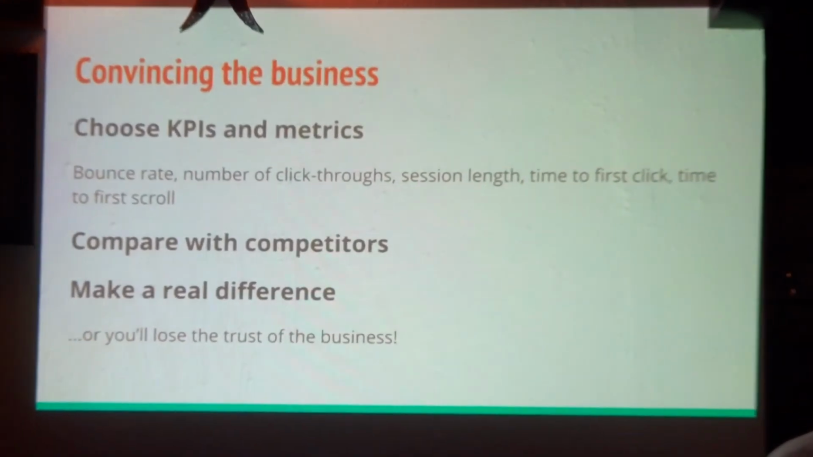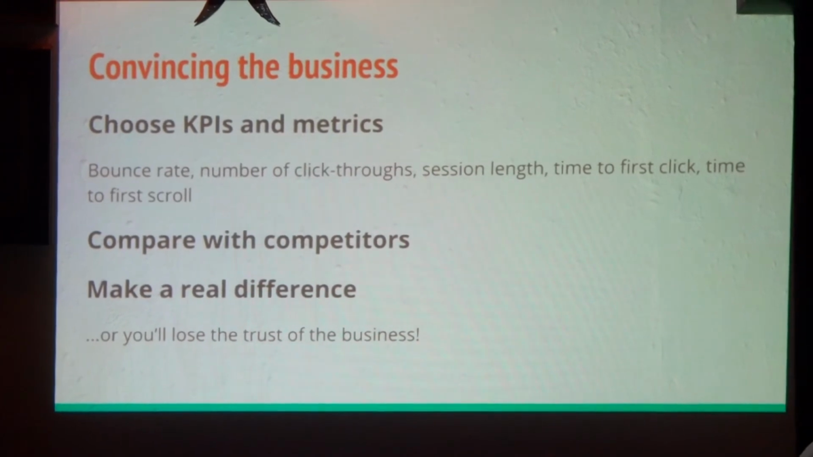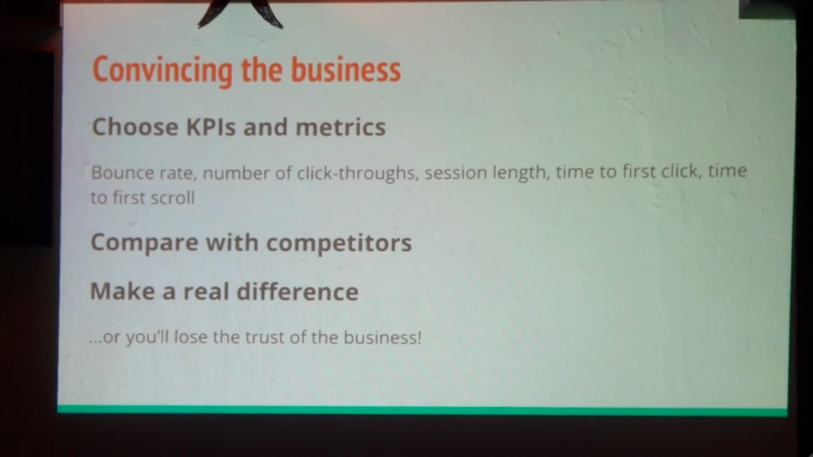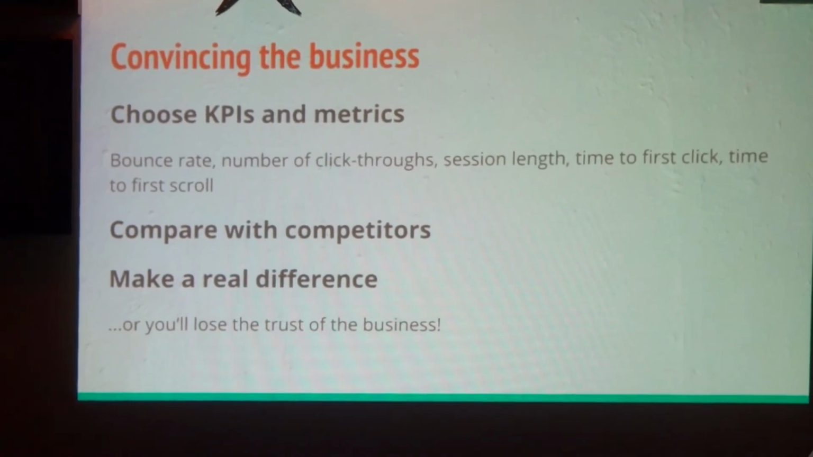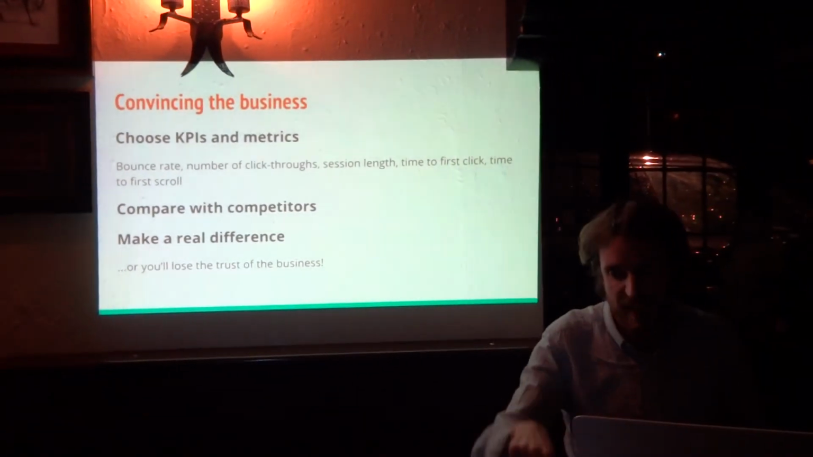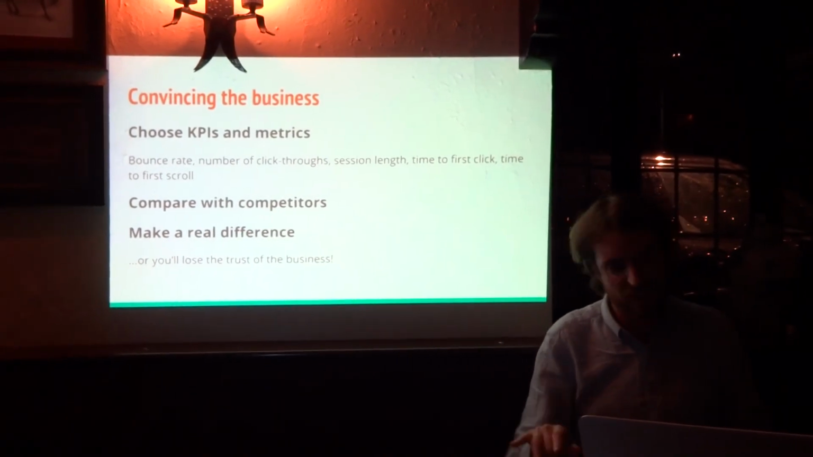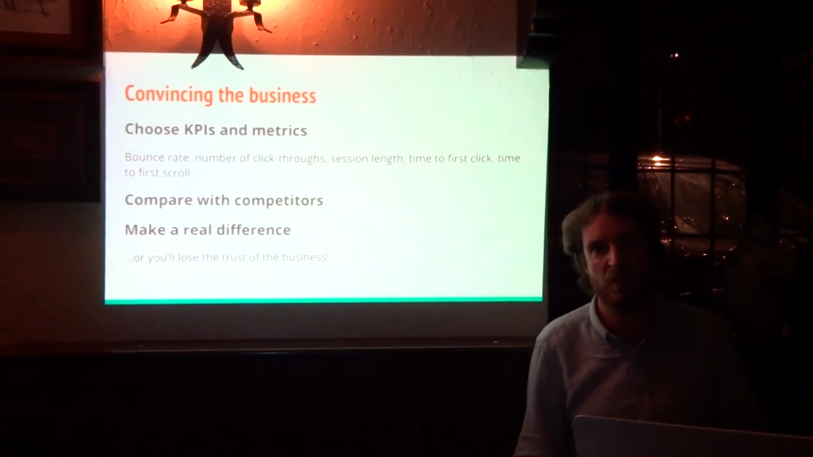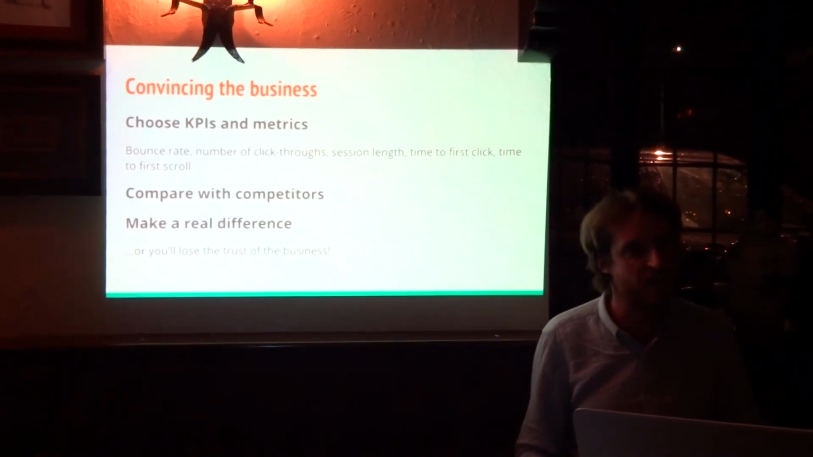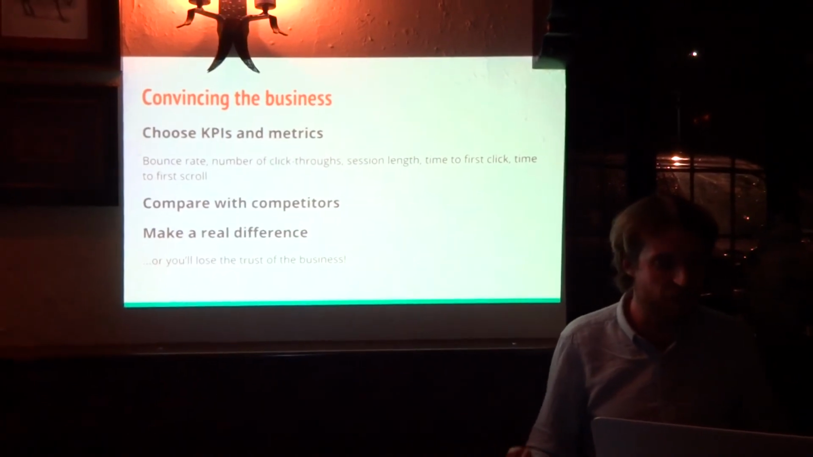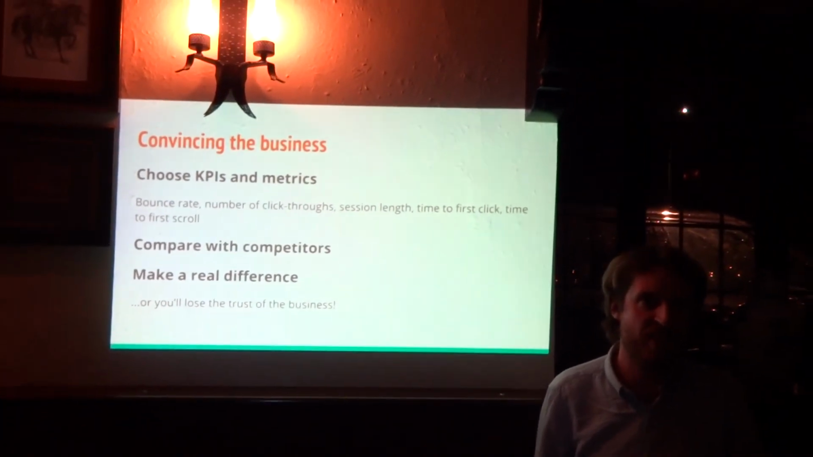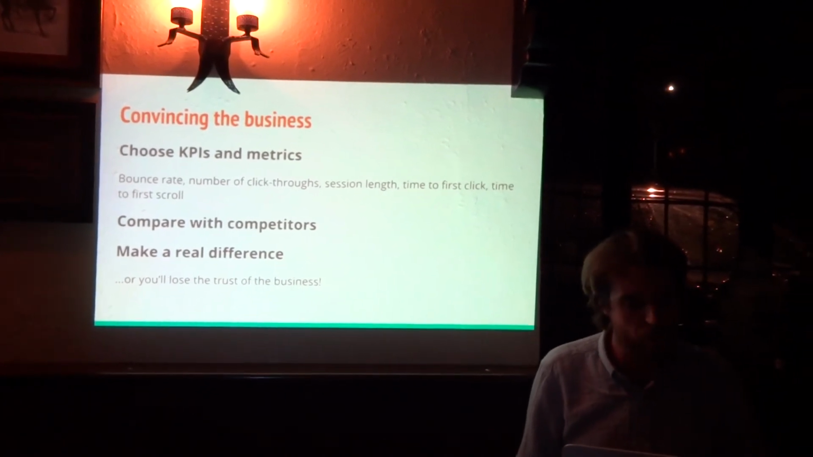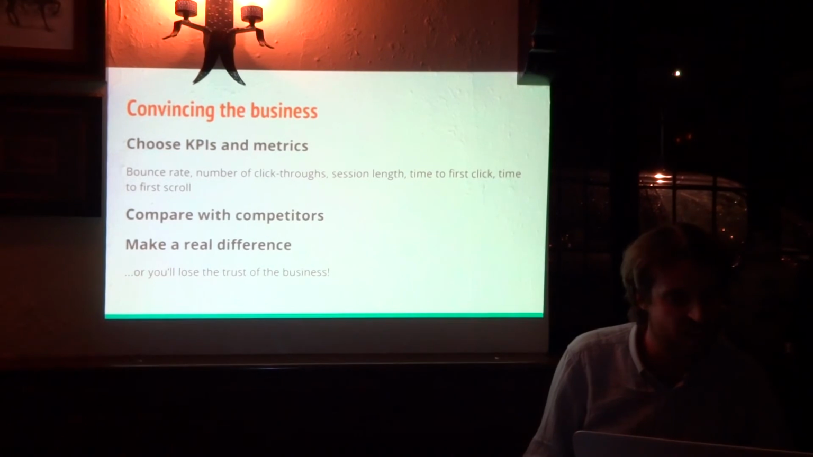So if you look at things like the bounce rate, the amount of users you lose between pages, or the number of click-throughs, or the session length, or the time to first click, so that's the time it takes for the user to actually make a first click on the page, or the time to first scroll, sometimes that's kind of important. You want to see how long it takes before the user scrolls. You can use these sorts of metrics if you can, if you're sensible, in order to convince the business that reducing the amount of time that a user sat there waiting for something to appear is a really good idea and really needs consideration.